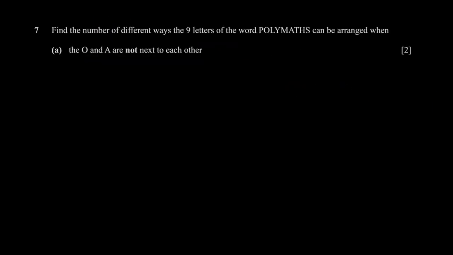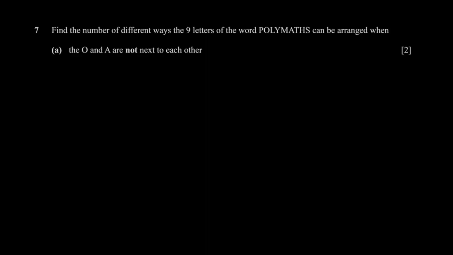Okay, question 7, which is a combinations permutations style of question. Find the number of different ways the 9 letters of the word polymaths can be arranged when the O and the A are not next to each other, right? The key word there is not. Now, I think probably the easiest way to do this is to consider the number of ways in which they are next to each other and subtract that from the number of ways in total that you can arrange polymaths.